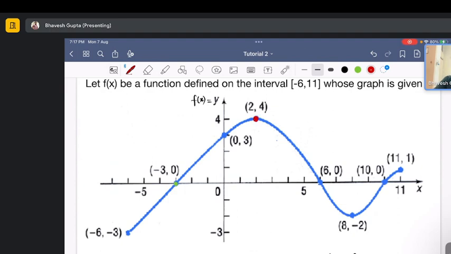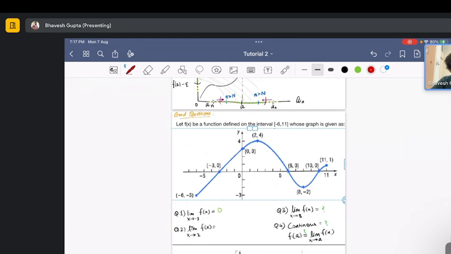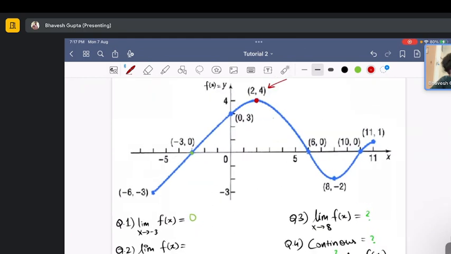And why did I say this? Because of this coordinate. This notation tells you the x coordinate and y coordinate. So this tells you when x is 2, y is 4. Yes, exactly, the answer is 4.